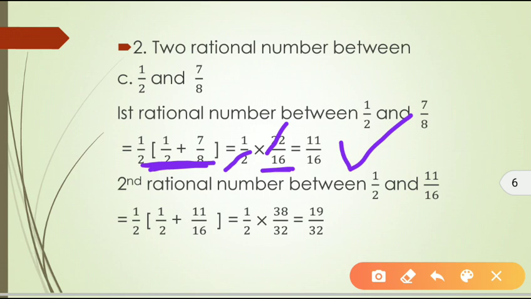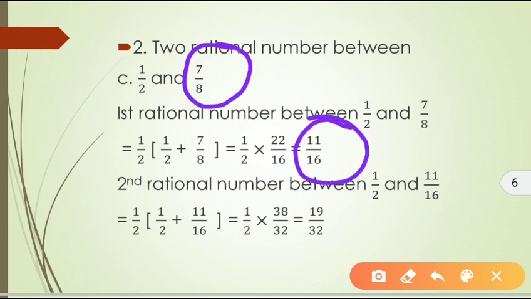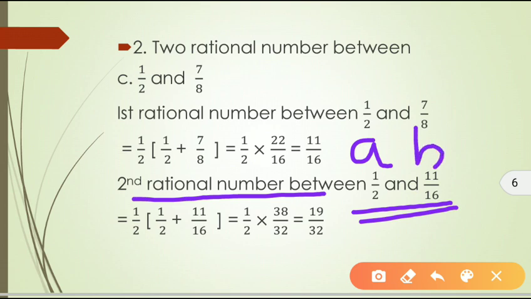But you want two rational numbers, so you have to solve one more step. Now you can find the second rational number between 1 by 2 and 11 by 16, or you can also find the second rational number between 7 by 8 and 11 by 16. If I am taking the second rational number between 1 by 2 and 11 by 16, this will be in the place of a and this will be in the place of b.